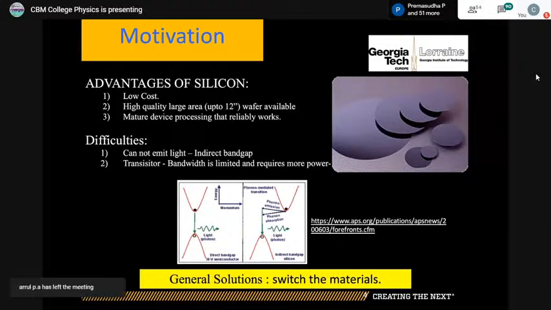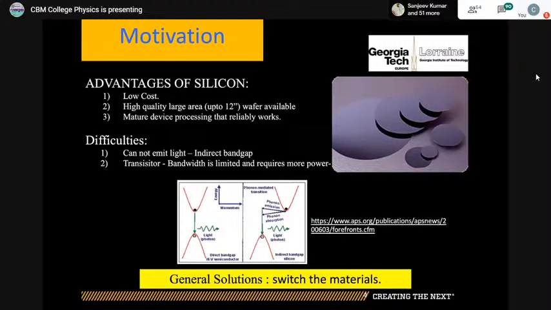So first, to deal with light emission. Silicon cannot emit light because it is an indirect band gap material. Here you can see a comparison between direct and indirect band gap. I'm showing a momentum plot of a direct and indirect band gap material. In a direct band gap material, you can see the conduction band minimum and valence band maximum are aligned.